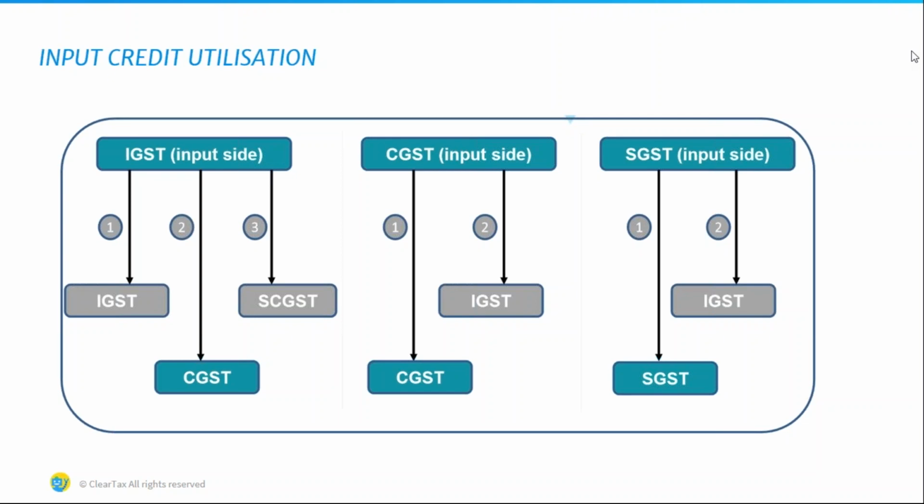Similarly, the vice versa concept is there for SGST also. If you have SGST input credit, you cannot use this credit to pay CGST. You can use this to pay SGST and then IGST in a proper ranking manner. First, you have to pay against SGST and then IGST. So this will be the mechanism.